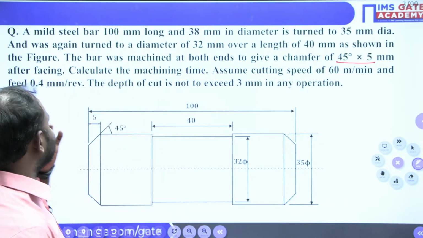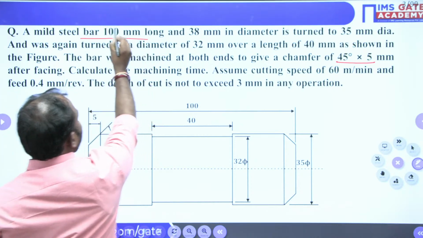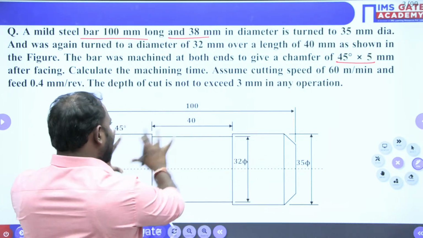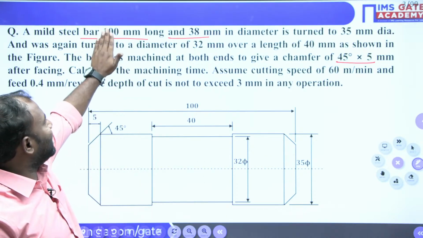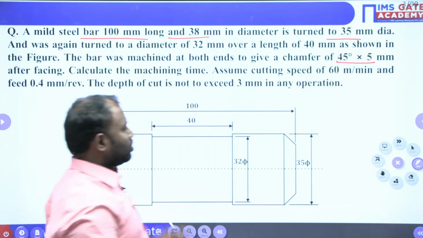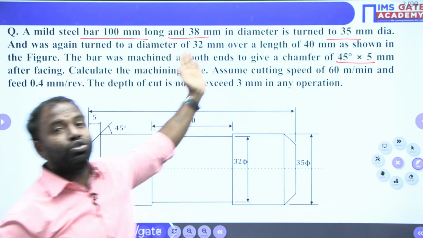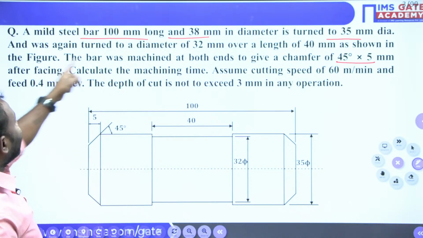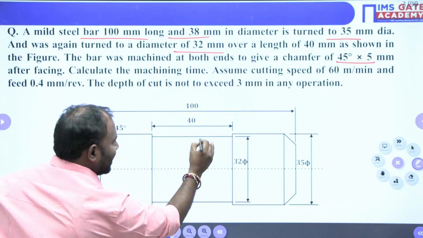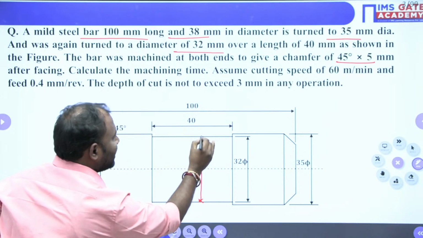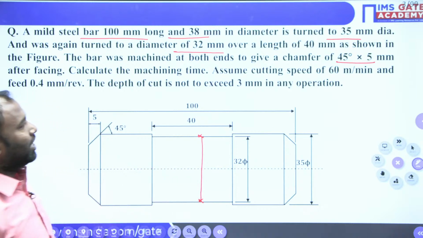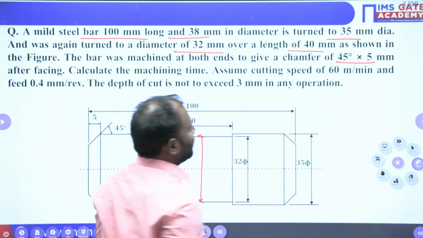Now let's look at the data. The mild steel bar has a length of 100 mm and a diameter of 38 mm. This is the part before machining. First it is turned to 35 mm, so the diameter is reduced from 38 mm to 35 mm. Next, it is again turned to a diameter of 32 mm over an overall length of 40 mm. In this 40 mm length, the diameter is reduced to 32 mm. This is the length of the job for the second operation, as shown in the figure.